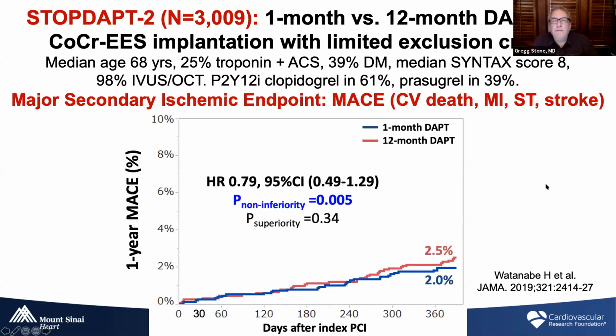But they had no difference whatsoever in the ischemic endpoints. And that's fine. That's what you would like to show. You'd like to show non-inferior for ischemia with short DAPT and reduced bleeding.